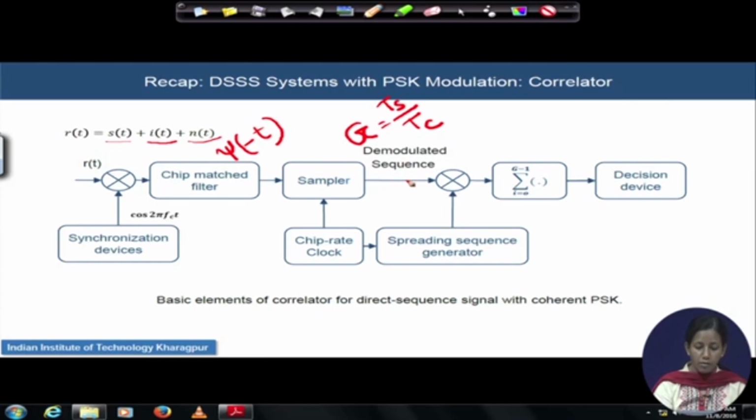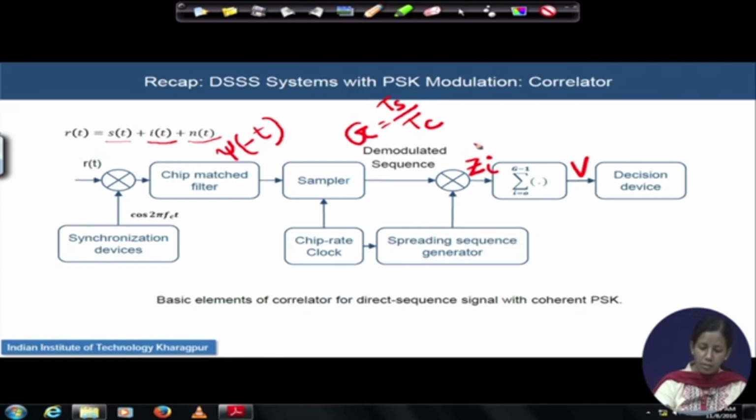The demodulated sequence obtained here, the G number of samples, will now be dispread with the locally generated spreading sequence, and the samples that we get after dispreading, I denote by Zi. Such Zi samples are obtained after the multiplication by the spreading sequence, and after the adder, the signal entering into the decision device for taking the decision about the message signal transmitted is written as V.